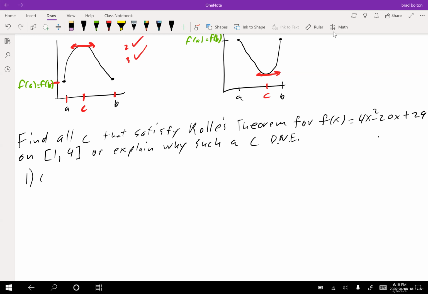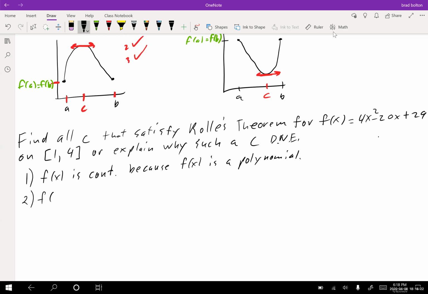So f of x is continuous. Why? Why is f of x continuous? Well, you guys know this. It's continuous because f of x is a polynomial. And you guys all know that polynomials are always continuous. They're nice and smooth.